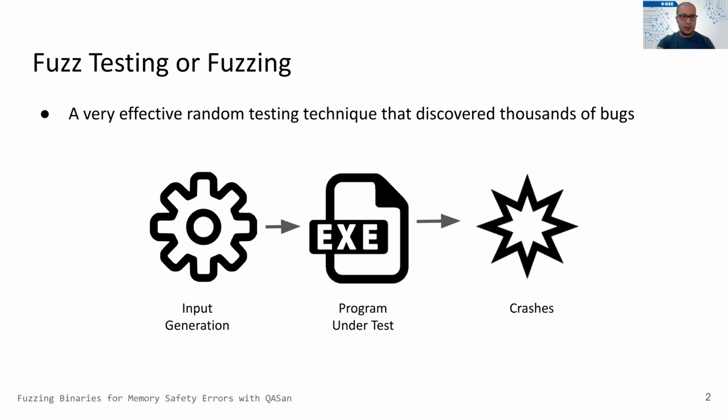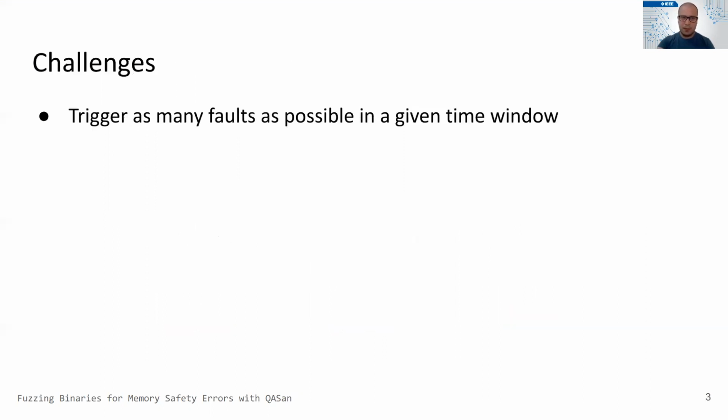Fuzz testing is one of the most popular and effective software testing techniques to discover software vulnerabilities today. It is basically an algorithm that generates random or apparently random inputs for a program under test, and then looks if the execution of the program crashed. The challenge and the objective are that we want to maximize the number of bugs found in a given time.